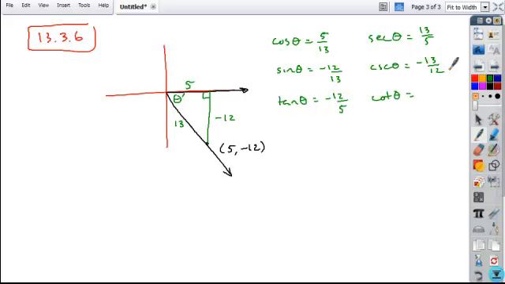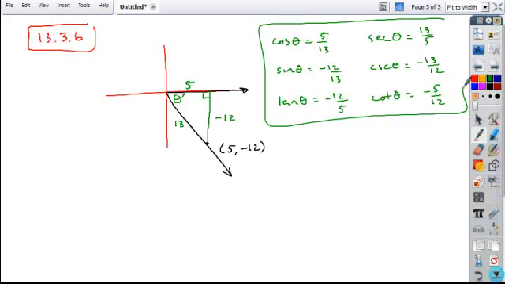Remember, always put your negative sign in the numerator. Don't put it in the denominator. Right? And then the cotangent is the reciprocal of tangent, so negative 5 over 12. Right? So those would be your ratios.